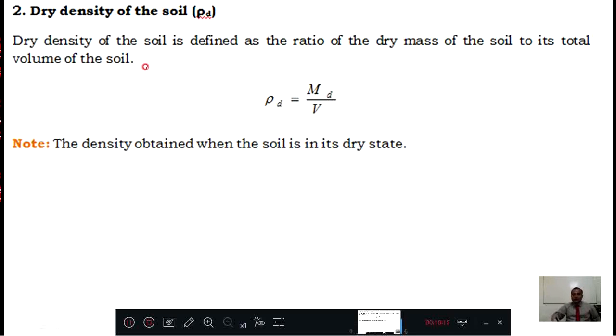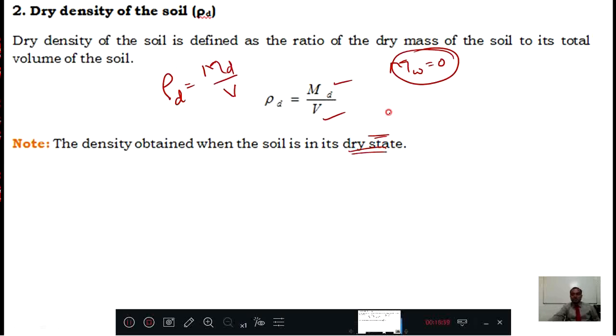Now coming to dry density, what is the meaning of dry density here? It is the dry state of soil, so you consider the mass of the dry soil, whatever the mass is in the dry state. Here the mass of water is 0 in this case. That is your mass of dry soil to the total volume. The dry density is obtained when the soil is in a dry state. It is common sense, understood.